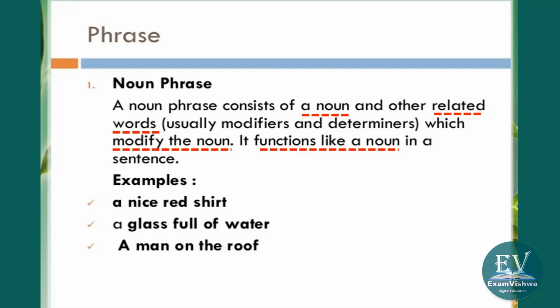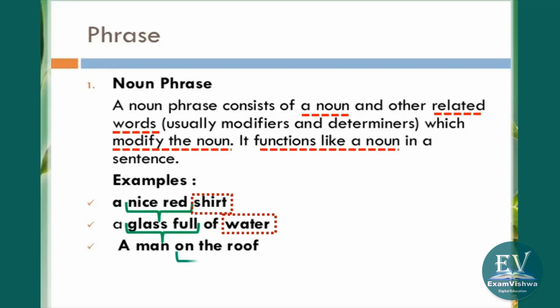So a nice red shirt. So in this, a nice red is actually an adjective which is describing the shirt. But when you write it together, a nice red shirt, it becomes a noun phrase. A noun and other related words. A glass full of water. So a glass full is describing or modifying the noun water. Okay, so this you can say is a noun phrase.